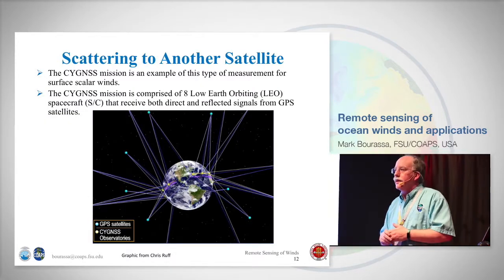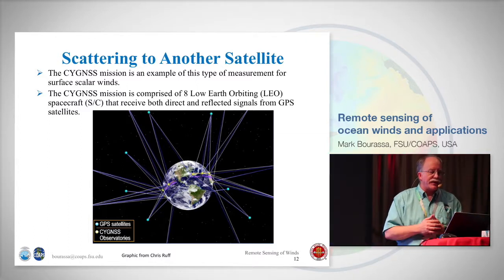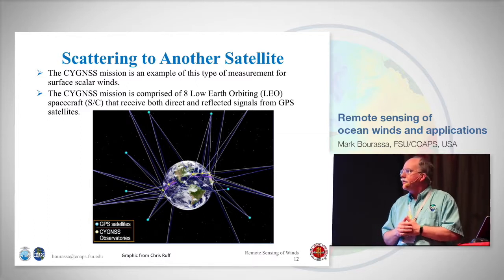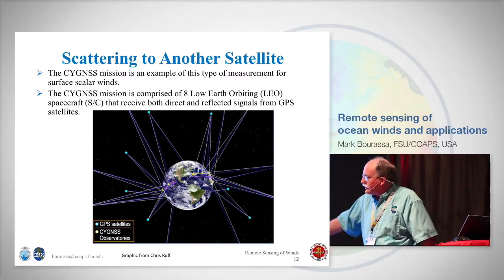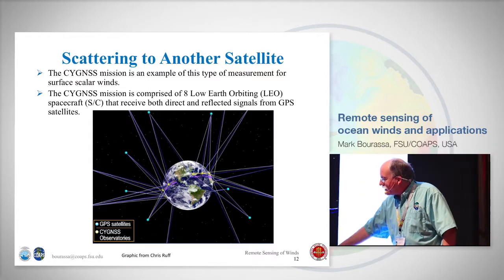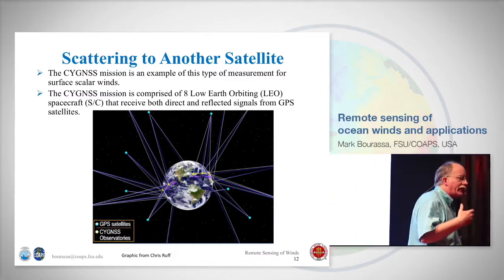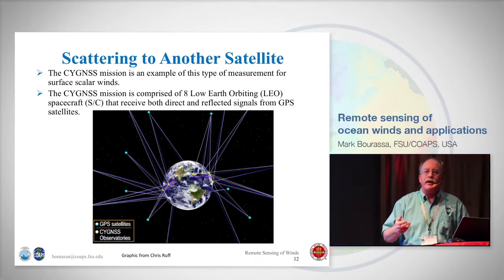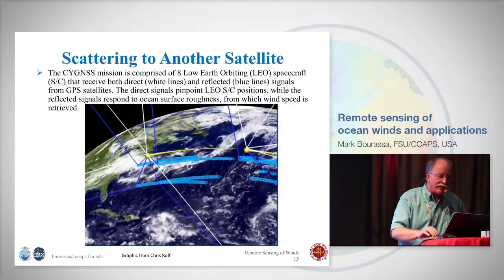One of the newest things that's come up is a new satellite called Cygnus. It was launched last year. It's been up for about a year. People are trying to calibrate it. And it takes signals from the GPS satellites that are bounced off the surface and then retrieved by a different satellite that's flying in formation around the world, and it's focused on tropical applications.